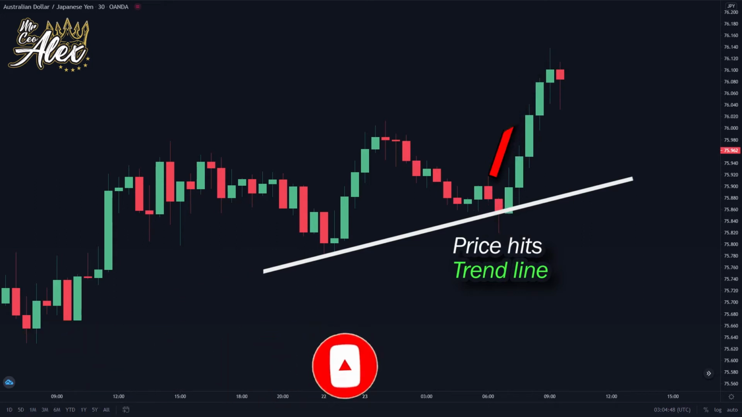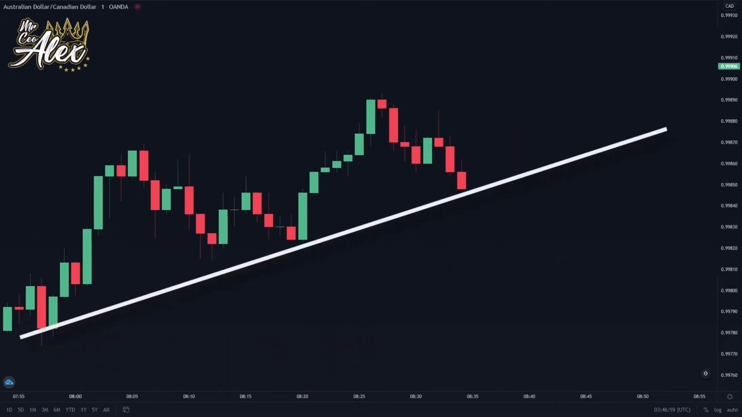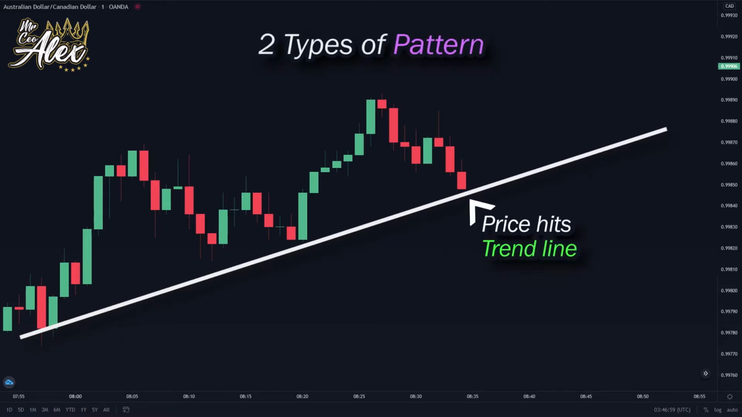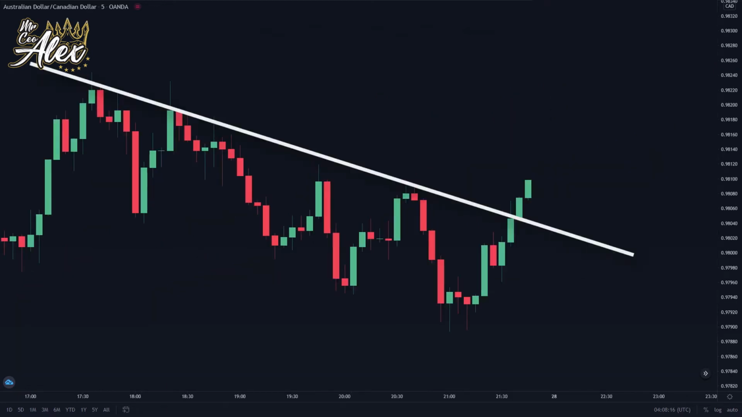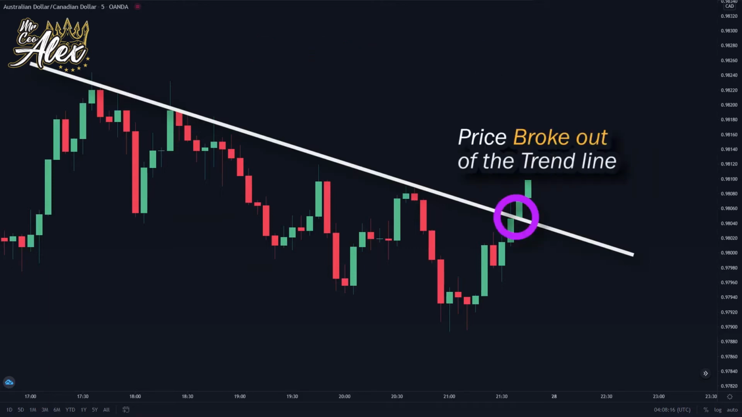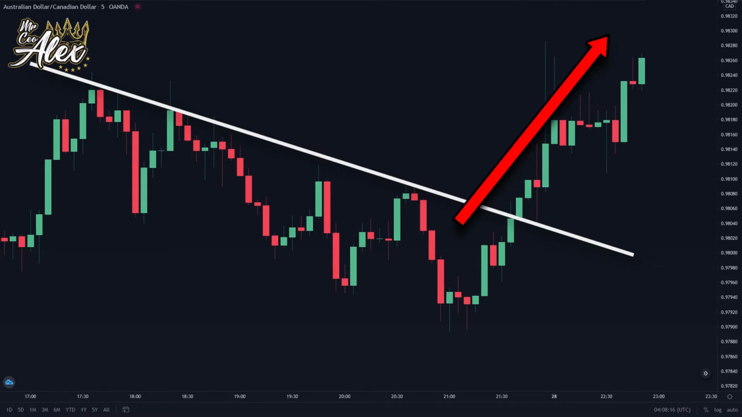For example, in a trendline strategy, there are two types of patterns that may form when price approaches a trendline. The first pattern is called the continuation pattern, which is formed when the price bounces back to the direction of a trend right after hitting a trendline. And the second pattern is the breakout pattern, which is formed when the price breaks out of a trend line, causing the trend to switch directions.